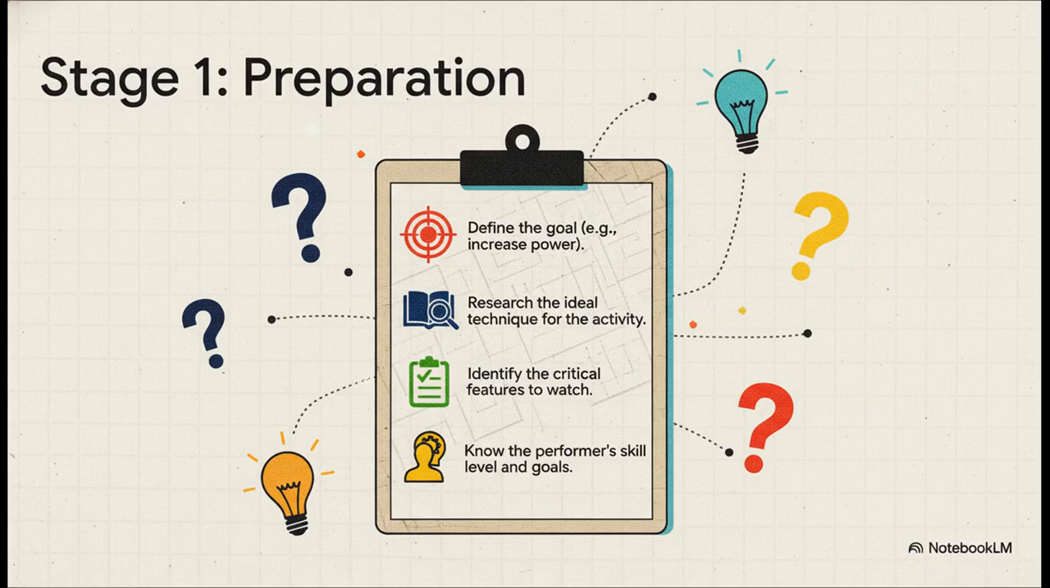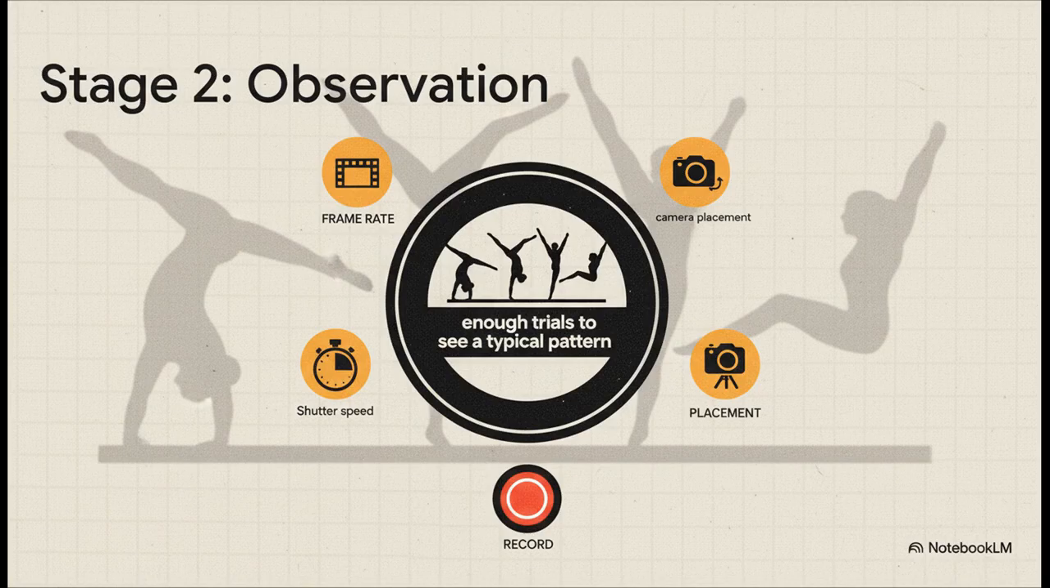Honestly, you could argue this is the most important stage of them all, and it's the one people skip all the time. Okay, on to stage 2, observation. This is the data gathering phase. All that work you did in preparation, now's the time to execute that plan flawlessly. That means setting up your camera perfectly, following those 5 rules we talked about earlier.